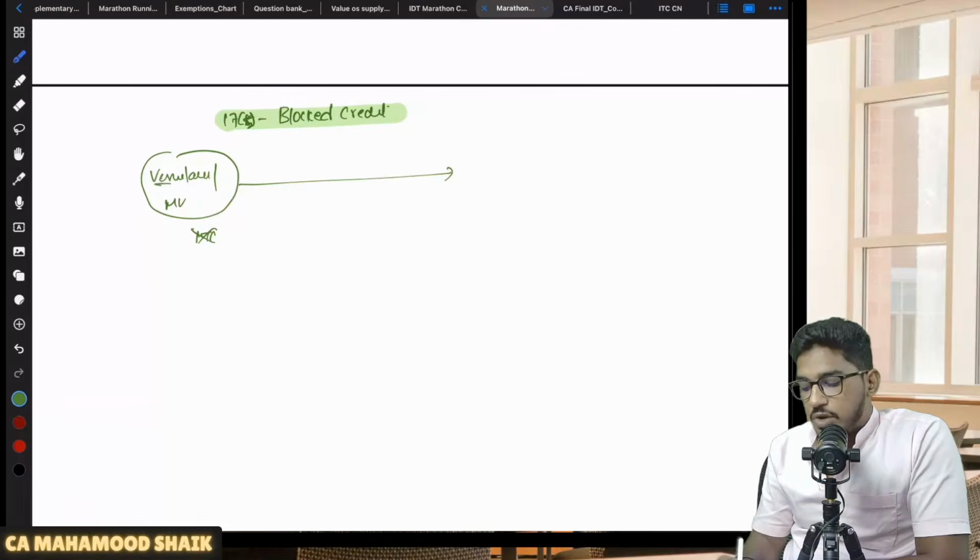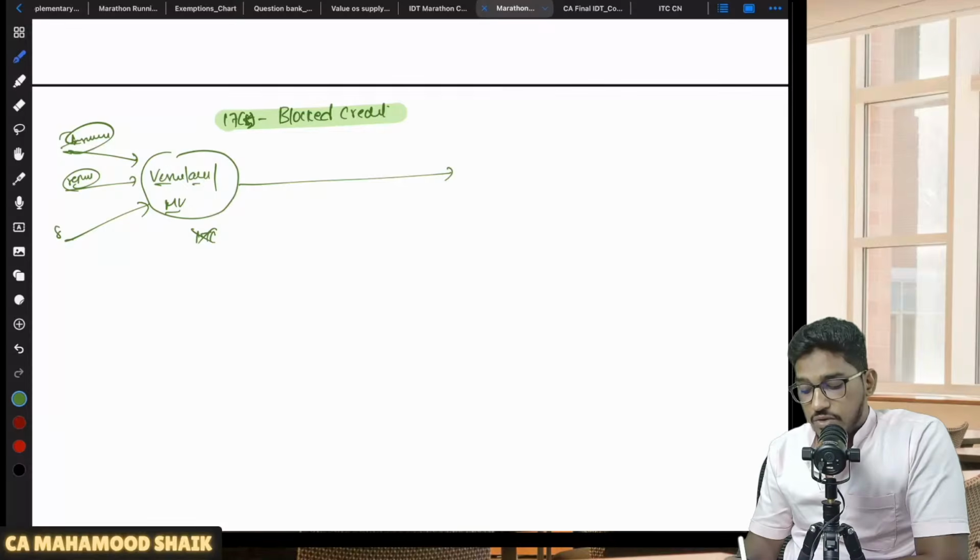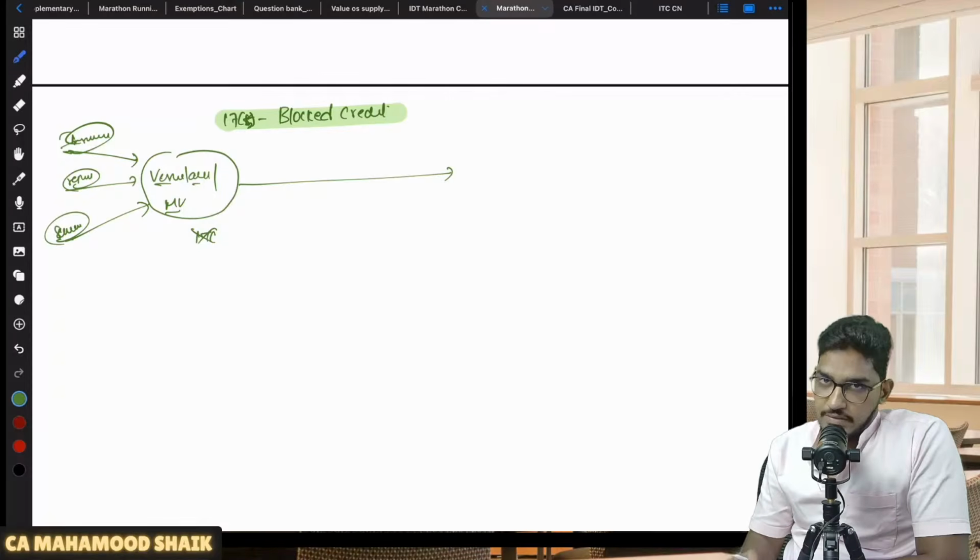So if ITC is blocked on the vessel, aircraft or motor vehicle, for that vessel or motor vehicle I will take insurance, no? On that insurance also I will pay GST, no? Even on that insurance I can't take ITC. For this vehicle, vessel or aircraft, I will undergo repairs, no? On those repairs also I will pay GST, no? That GST also I can't avail as ITC. For that vessel, aircraft or motor vehicle, I will undergo servicing. For that service also I would have paid GST. On that also I can't avail ITC.